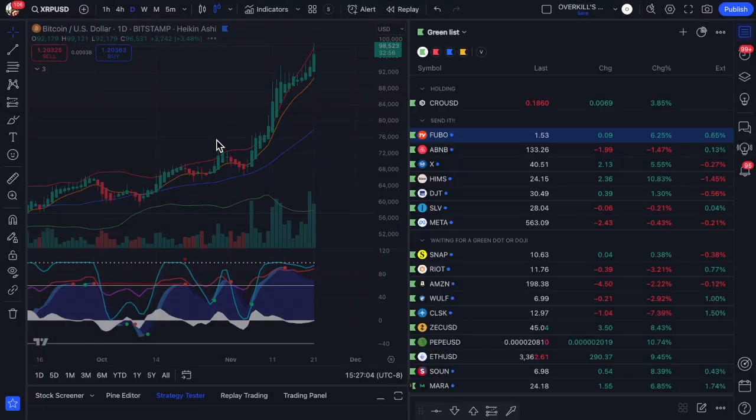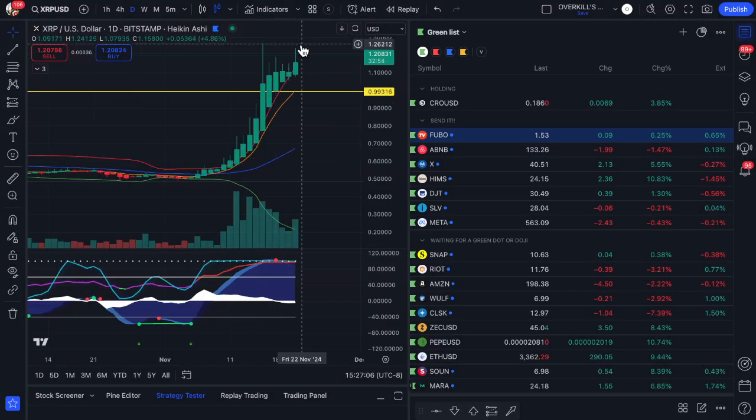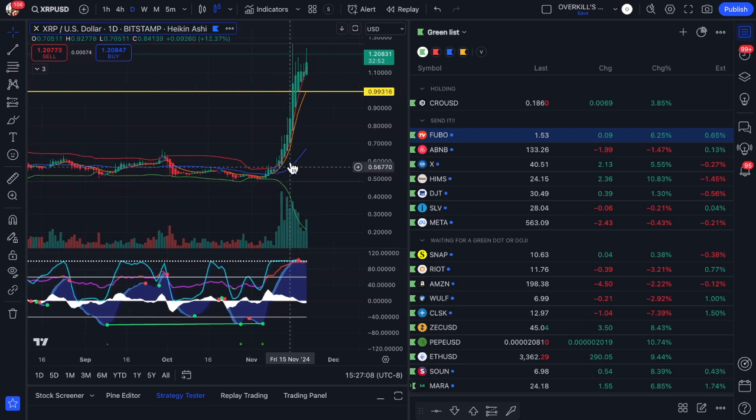Oh, I missed another 10 cents on XRP. Okay. I sold XRP at 77 cents and I made 20 grand. So I'm not tripping. I sold right here. And look at that. I could have made double what I made, triple what I made.